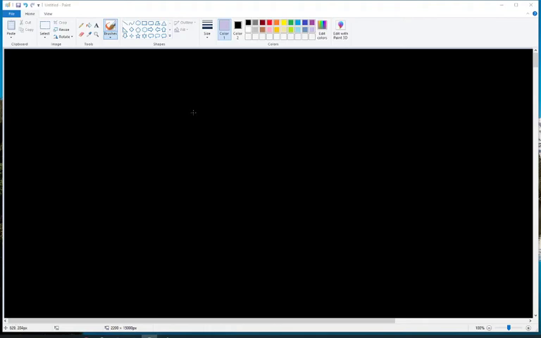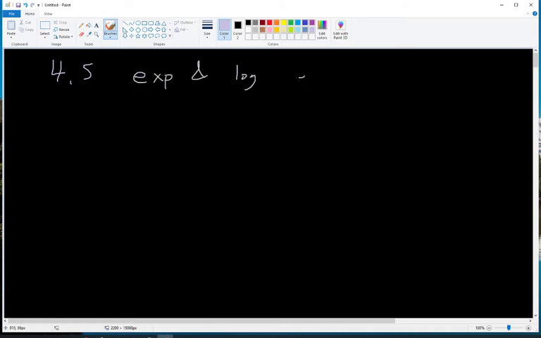We are going to cover section 4.5 today. So this is going to cover exponential and logarithm equations. First we're going to start with how to solve some exponential equations. Then after we do a couple of those, we'll go over to how to do some logarithm equations. And then that should wrap the section up.